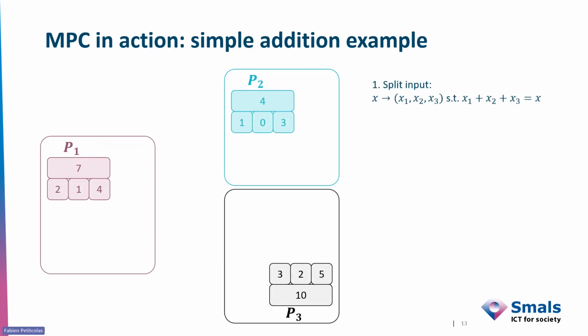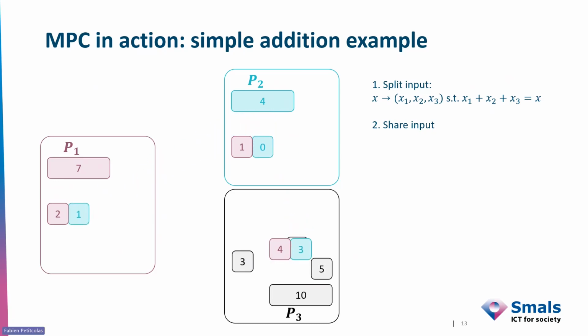And we're going to do it in a way that the sum of the pieces is equal to the input data. So 2 plus 1 plus 4 is 7, 1 plus 0 plus 3 is 4, and 3 plus 2 plus 5 is 10 here. Next step is for each participant to share the pieces with other participants. So we're going to do it this way. Each participant sends one piece to another participant. So at the end of that sharing process, each participant has one piece from another participant.